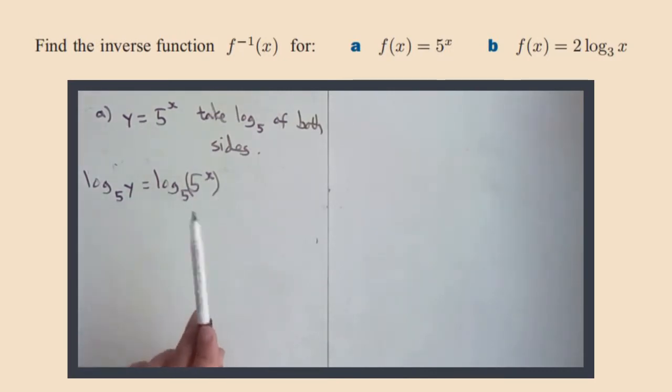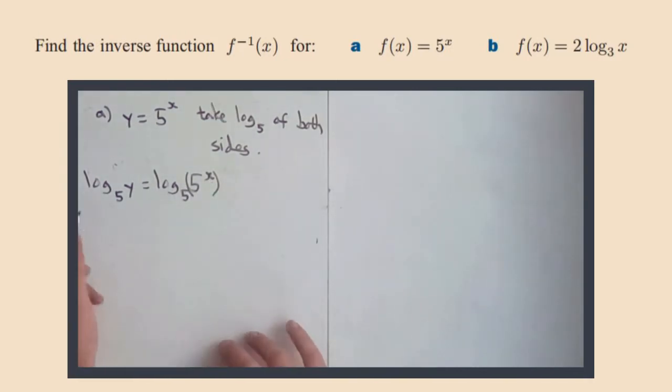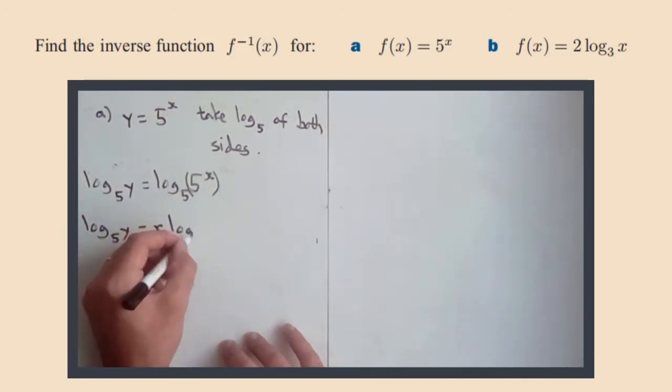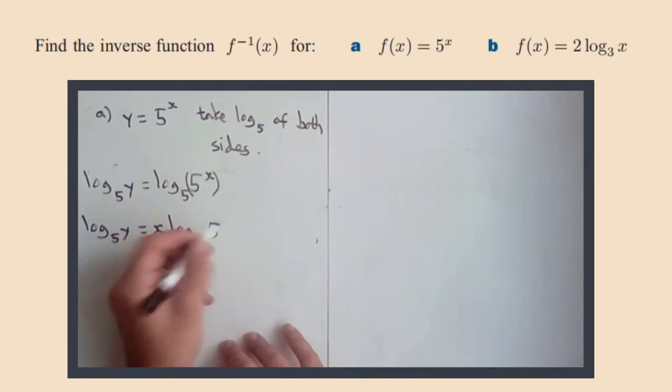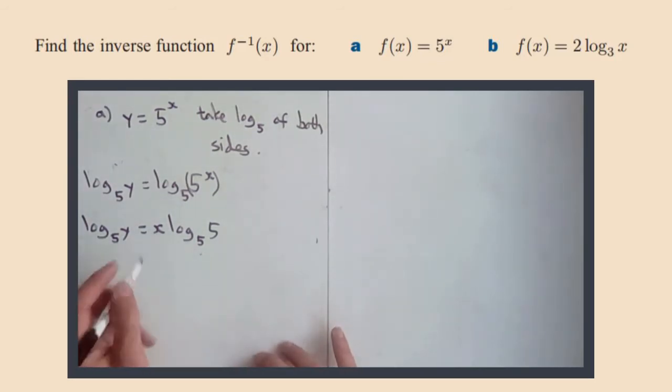So we can use our third law of logs to bring the x down as a multiplier. That would say log base 5 of y equals x log base 5 of 5. Now that's quite handy because log base 5 of 5 means the power that you must raise 5 to in order to get 5. So 5 to the power 1 is 5. So this is x times 1, which is just x. So x equals log base 5 of y.